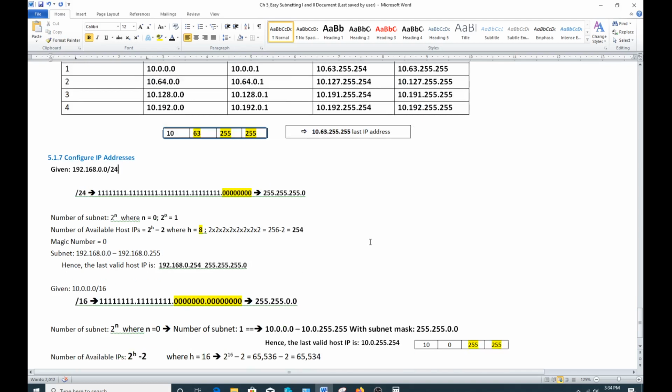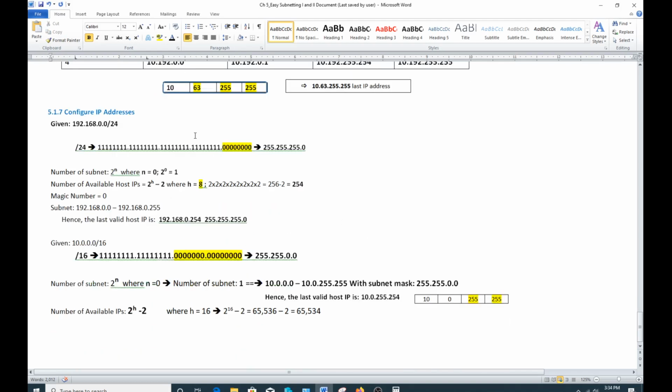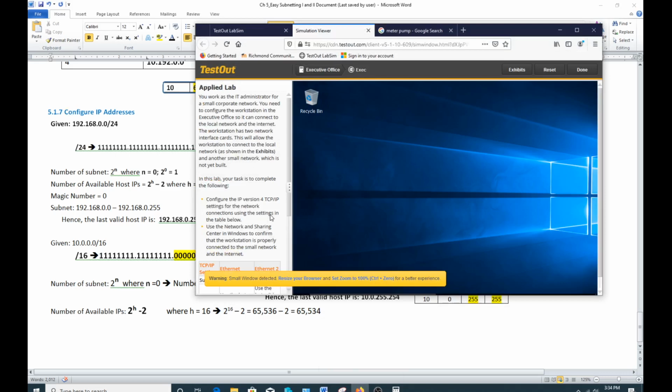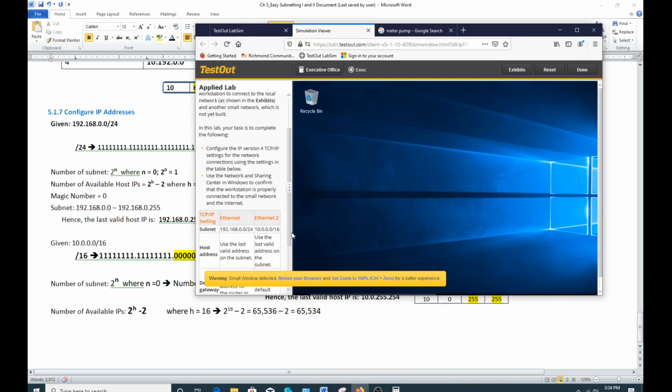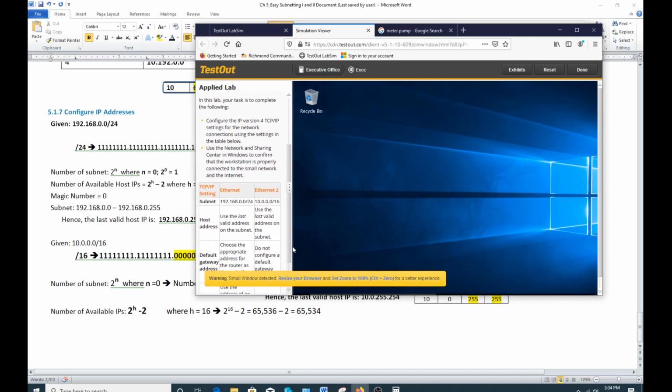Now let's look at your lab, 5.1.7. I believe it asks you to, here you go, it gives you this IP address right here, 192.168.0.0, and you need to use the last valid address on the subnet to assign to the Ethernet. And for this IP address right here, you need to assign the last valid address to the Ethernet too.